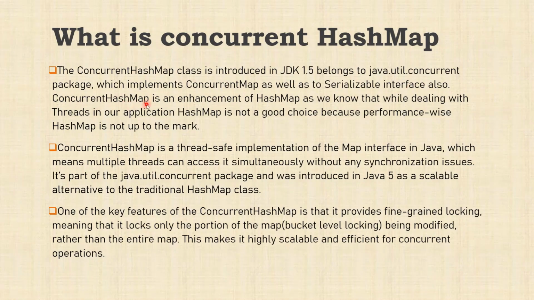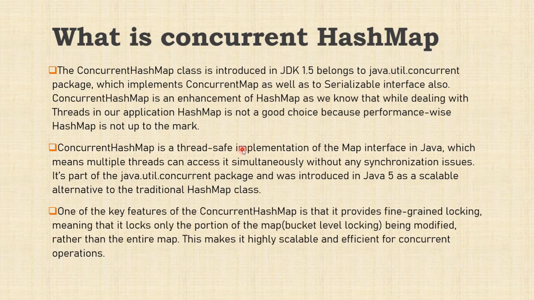Okay, concurrent HashMap is an enhancement of HashMap. As we know, while dealing with threads in our application, HashMap is not a good choice because performance wise HashMap is not up to the mark. So introduced in 1.5, it implements the Serializable interface, and it is a concurrent enhancement of HashMap, so it's better to use in a concurrent environment. That means in a thread environment it is better to use concurrent HashMap instead of HashMap.